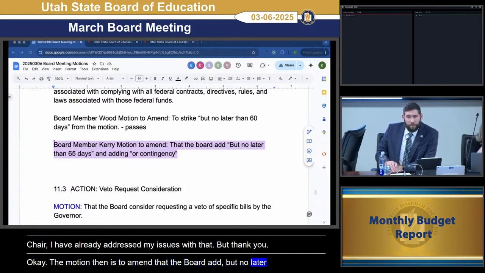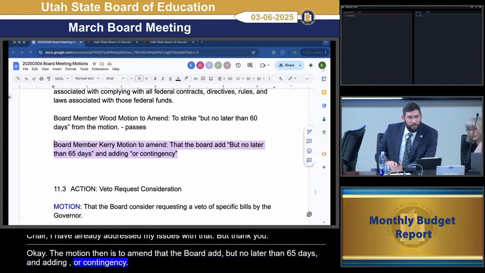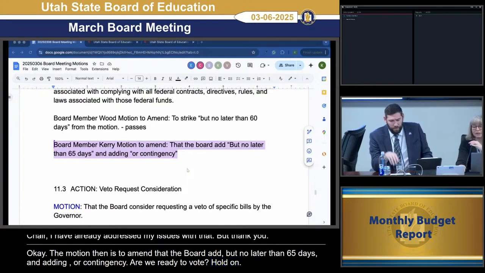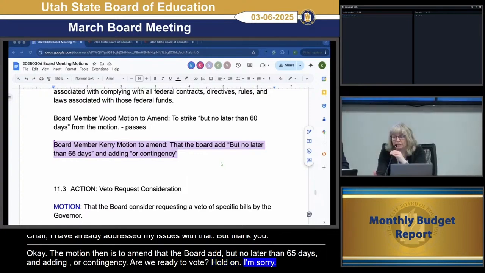Are we ready to vote? Hold on. I'm sorry, some clarifying question, go ahead, Vice Chair. I just want to clarify, contingency is inside the discretionary. They're not two separate funds. The contingency is a line item within the discretionary fund.